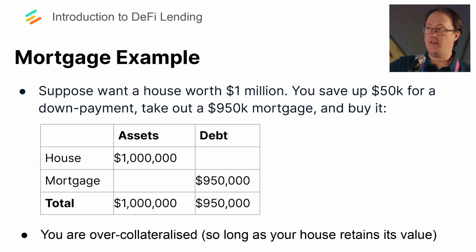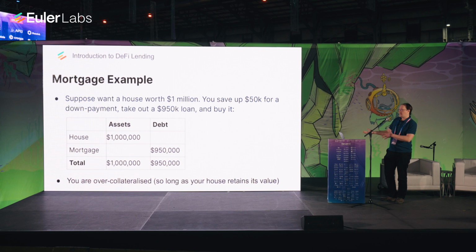Usually when I explain that to people, it doesn't quite come through, so I like to use this example of a mortgage. A mortgage is a loan you take out typically to buy a house. Let's say you want to buy a house of $1 million. You save up a down payment of $50,000, and then you take out a loan, your mortgage, of $950,000. And then you buy the house. Let's look at what you have in your assets and debt columns here. You have a house that's worth $1 million now because you bought it, but you have a $950,000 debt. You can see that in this very typical case, your asset value exceeds the value of your liability, so you're over-collateralized.